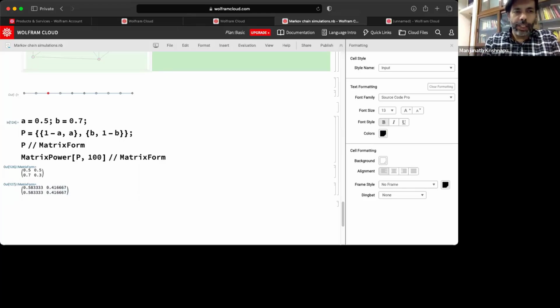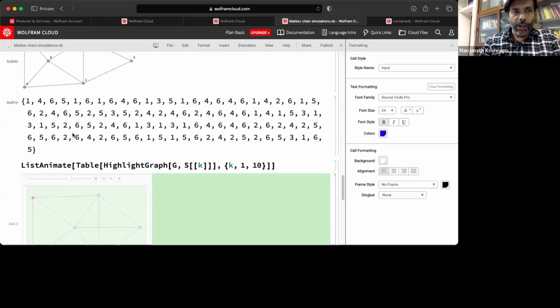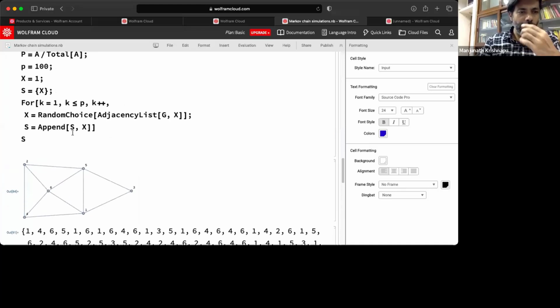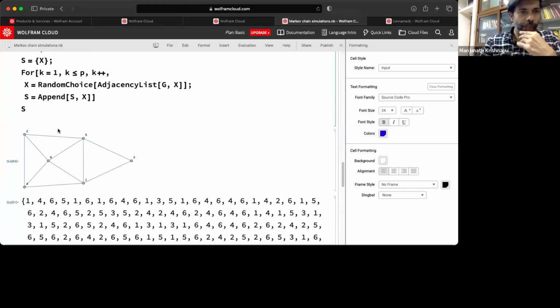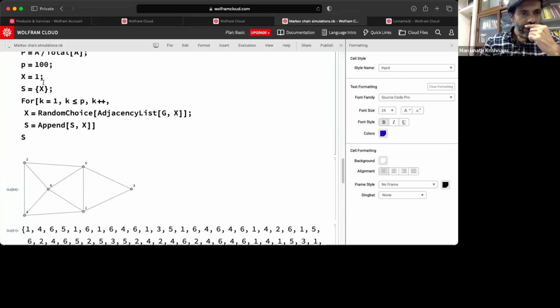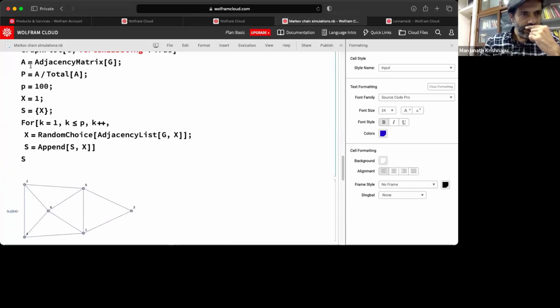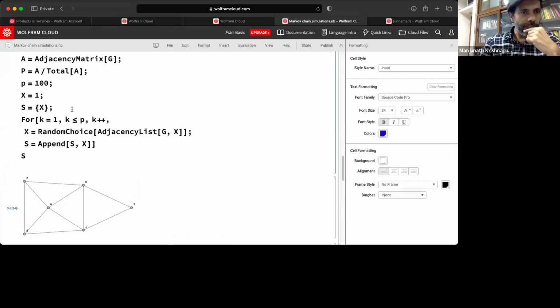So let's just write down any stochastic matrix. Let's make a more complicated stochastic matrix, 3 by 3. Or yeah, let's maybe do this one. A is the adjacency matrix. Here is a P. Let me run this again.